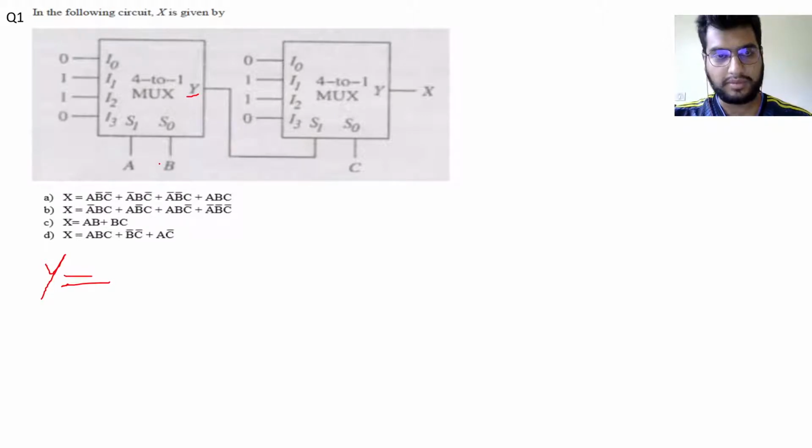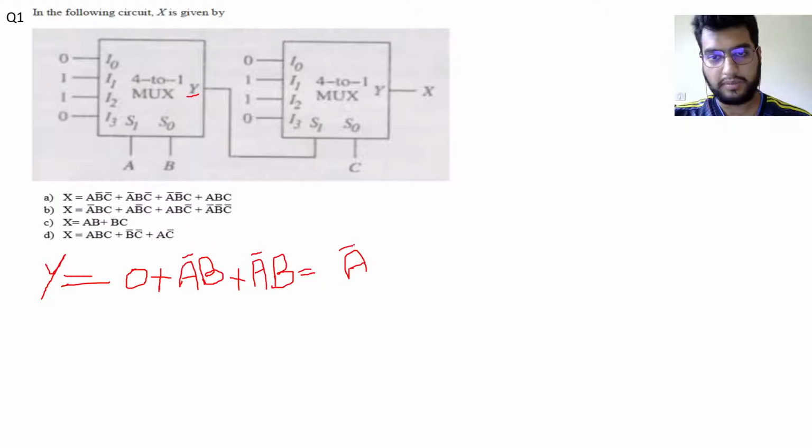A bar B bar, but that time the input is 0, so that will be 0 only, plus A bar B. When I'm referring to A bar, I mean the complement of A, so keep that in mind. A bar B, and it's 1, so 1 gets ANDed, plus A B bar, and finally we have 0 again. So Y will simply be equal to A bar B plus A B bar.